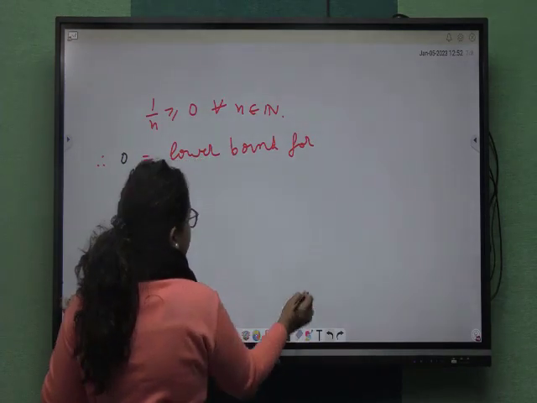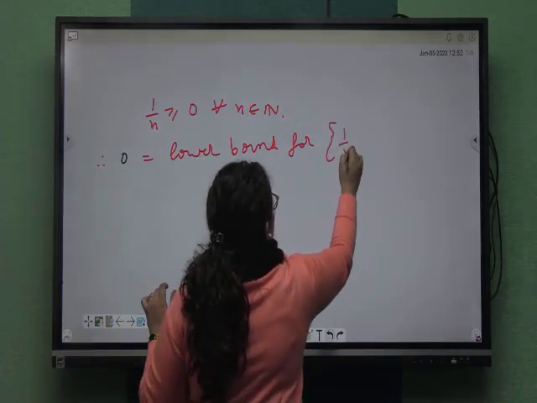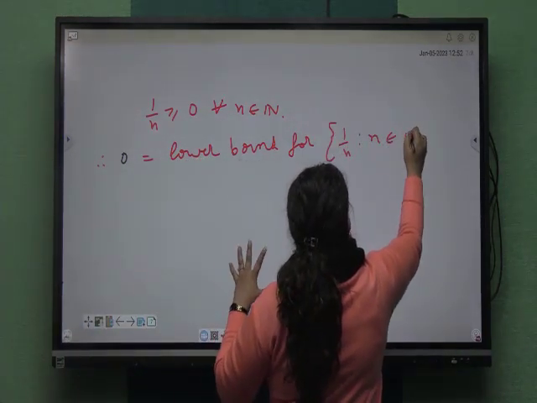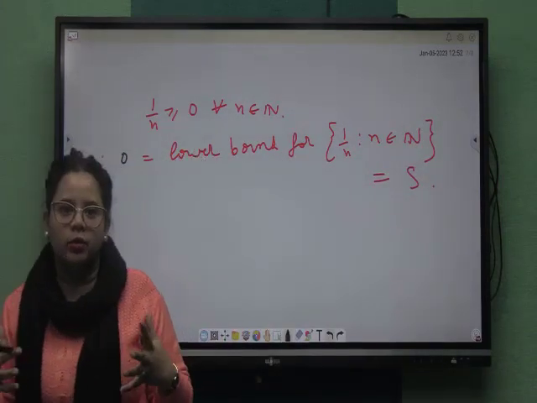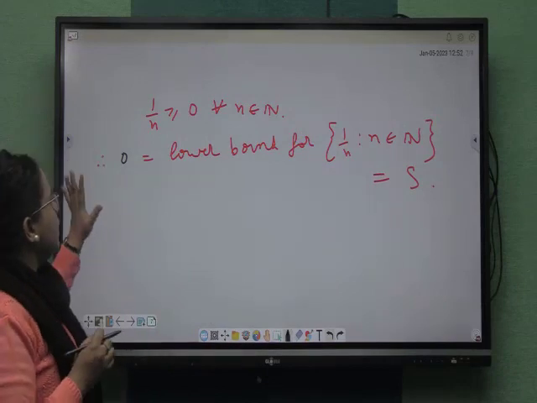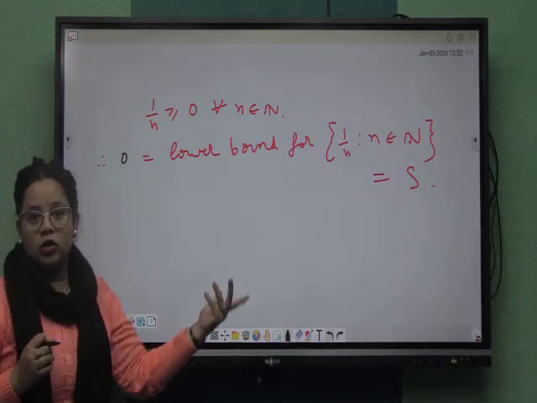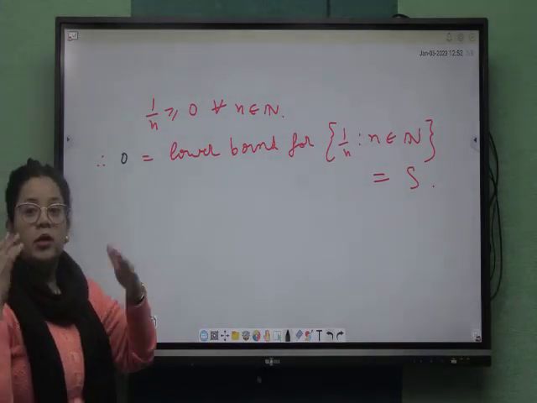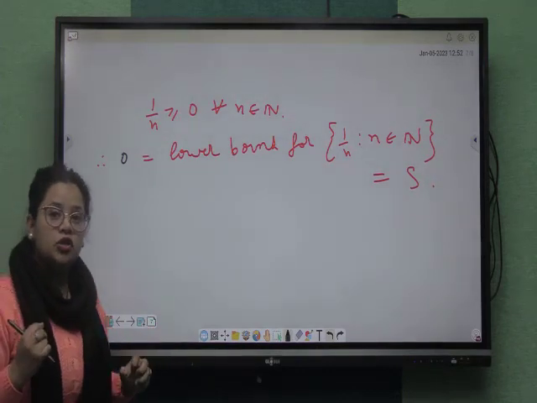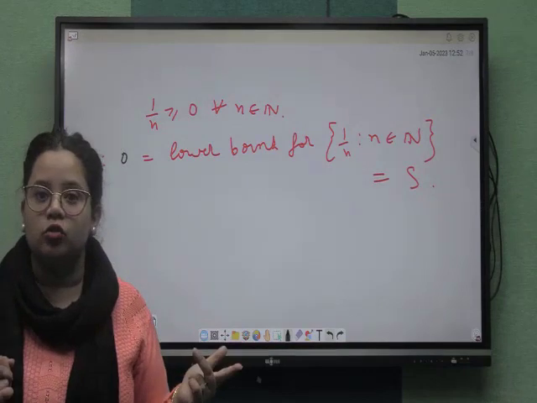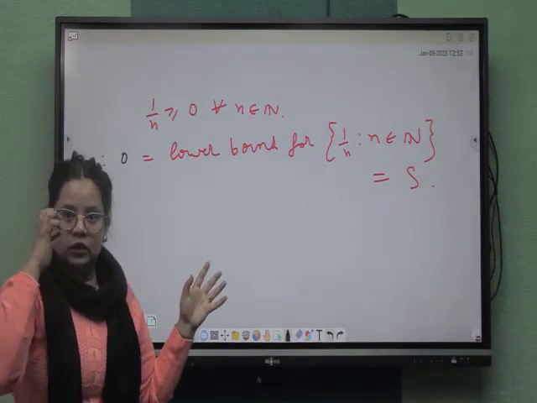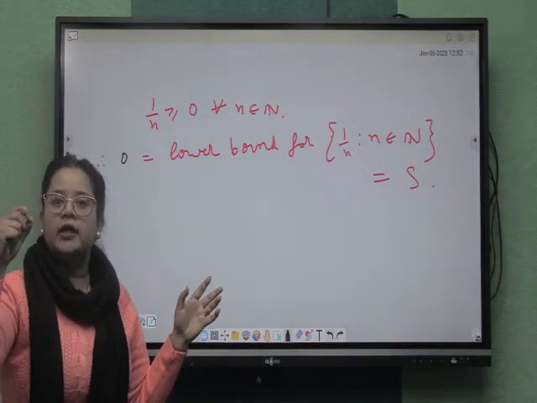Okay, so for that set which is 1 by n, n belongs to N, I can take that set to be S. Initially we can define it to be S, so that we don't have to write that big set again and again. So 0 is the lower bound for this set. Since it is a lower bound, what is the relation between the infimum and the lower bound? Infimum is W and this is a lower bound. So what is the relation between these two? The greatest lower bound is my infimum.